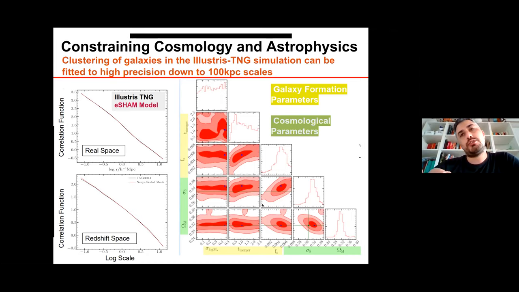So we vary, in this case, 2 galaxy formation parameters and 2 cosmological parameters. Sorry, 3 galaxy formation parameters: the scatter between dark matter and galaxies, the merger time scale, and the strength of tidal stripping. And for cosmology, we vary sigma 8 and omega matter.